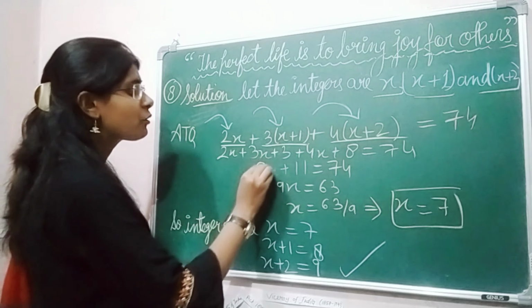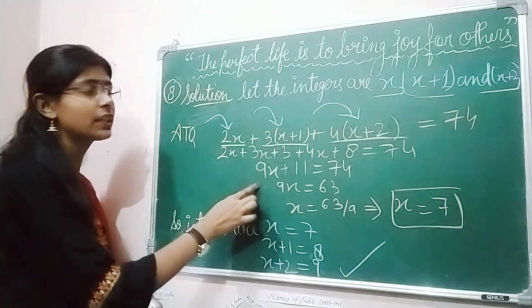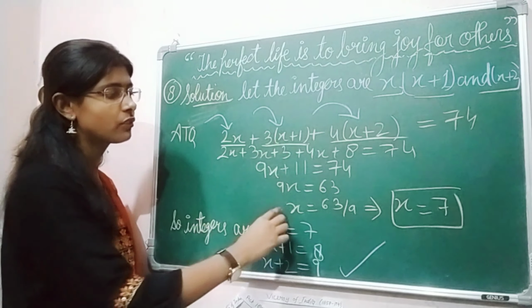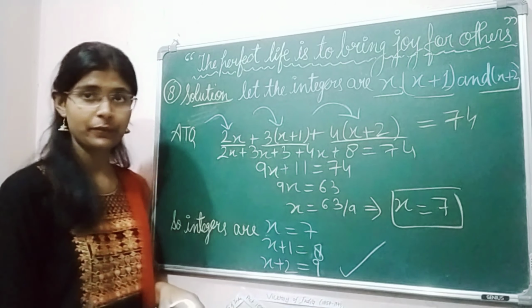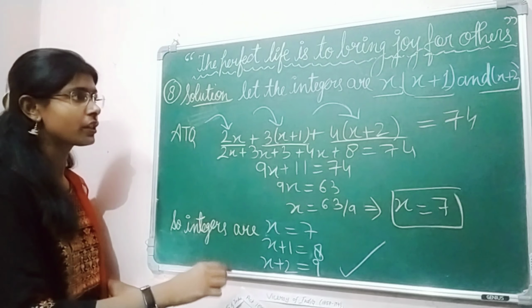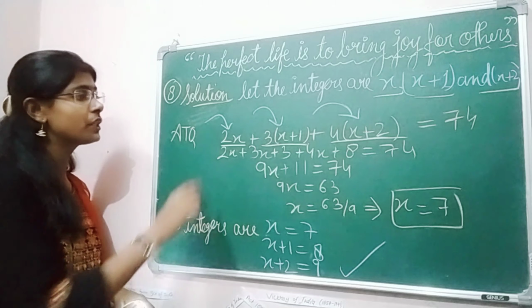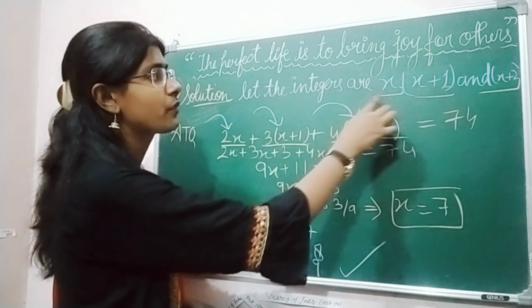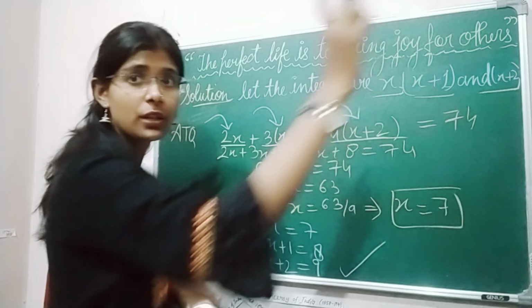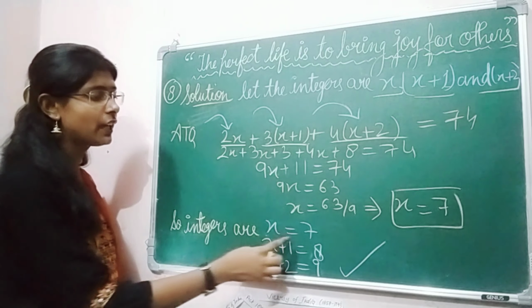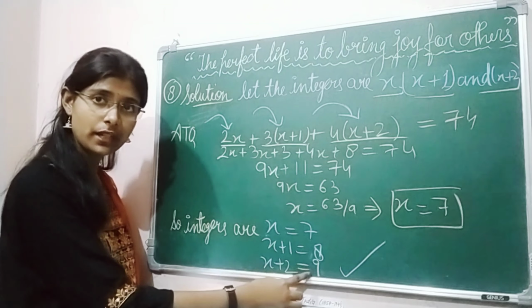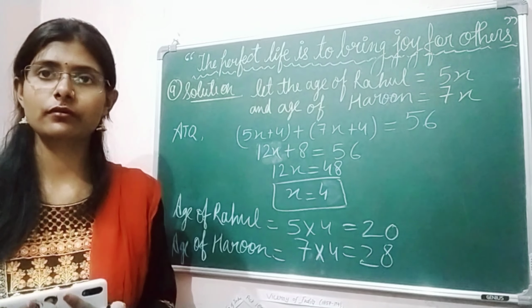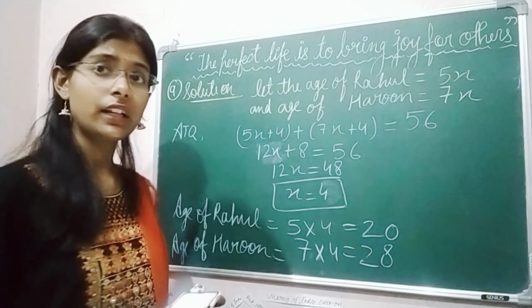When you will add all the variables together, you would be getting 9x plus 11 is equal to 74. The 9x is equal to 63 and x is equal to 7. After this whole solution, you are not going to put your value in 2x, 3x plus 1 and 4x plus 2. Make sure your integers were x, x plus 1 and x plus 2. Therefore, your answer would be x is equal to 7, x plus 1 is equal to 8 and x plus 2 is equal to 9. I hope you understood.